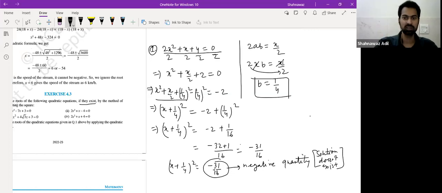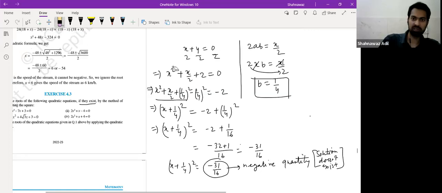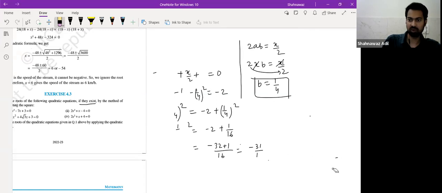Yes, noted. Yes, sir. Okay, so let us learn about this quadratic formula, because the next set of questions are from this quadratic formula.